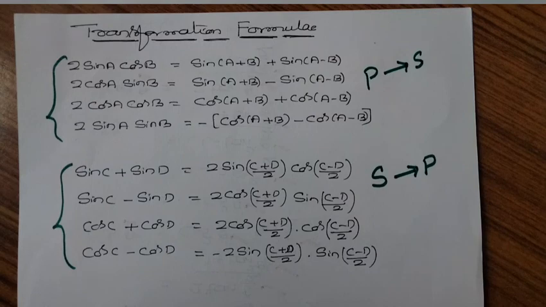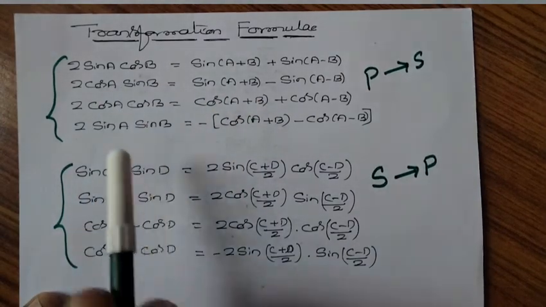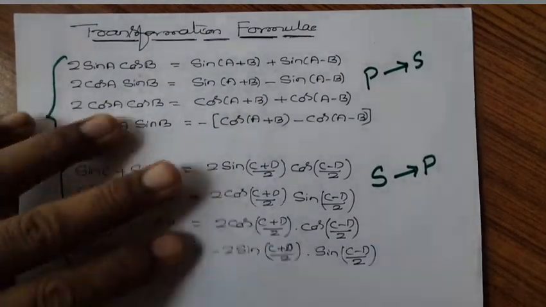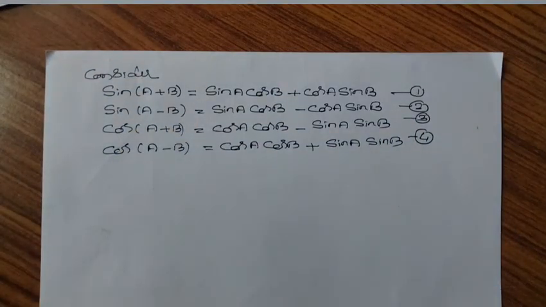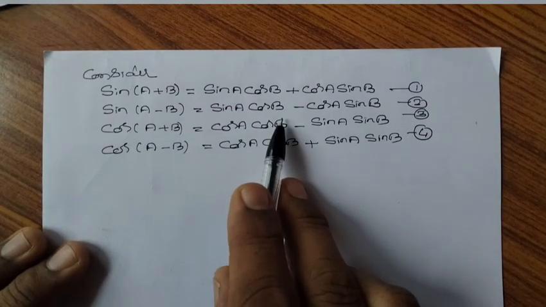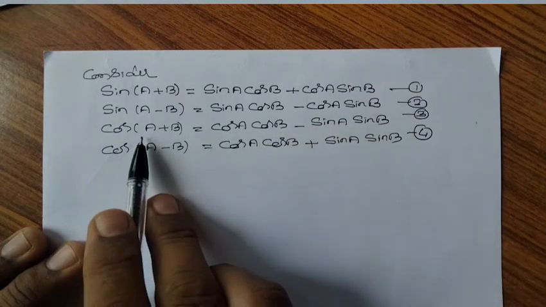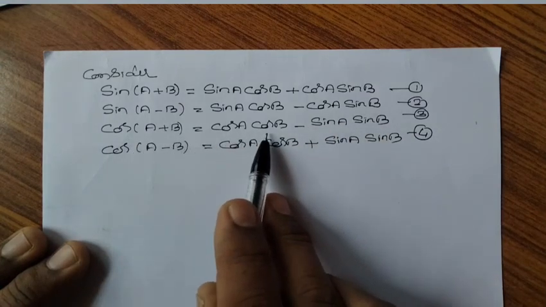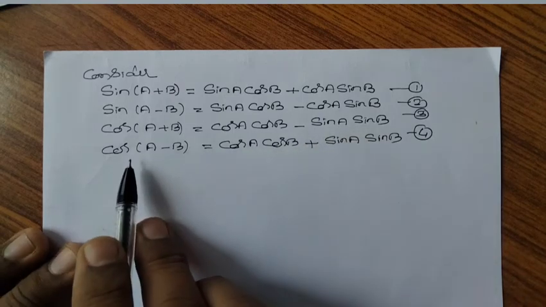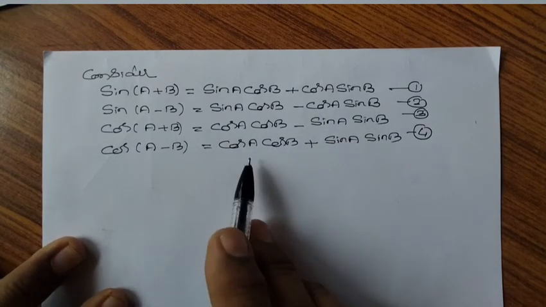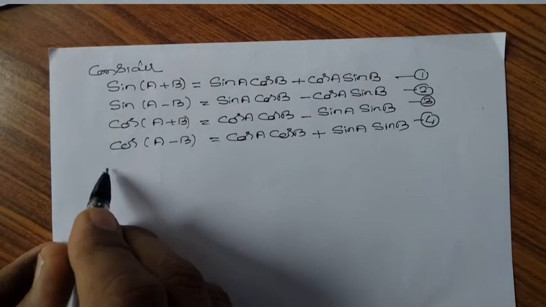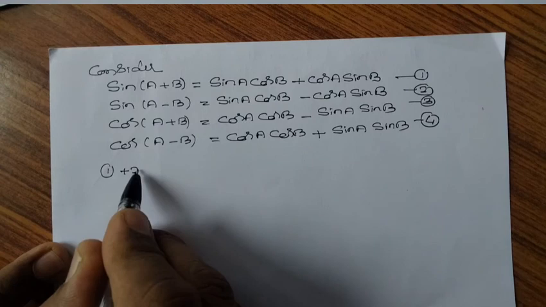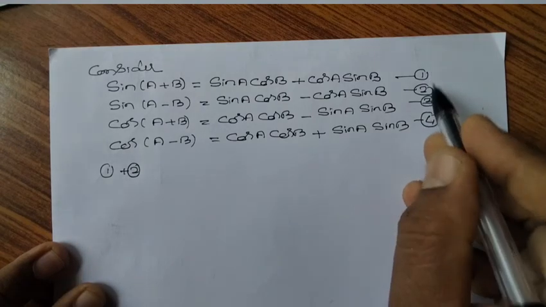To prove the first set, we have two sets. We consider the formulas: sin of a plus b equals sin a cos b plus cos a sin b. Sin of a minus b equals sin a cos b minus cos a sin b. Cos of a plus b equals cos a cos b minus sin a sin b. Next, cos of a minus b equals cos a cos b plus sin a sin b. Observe here, we add up 1 and 2. I am going to add the first two results.